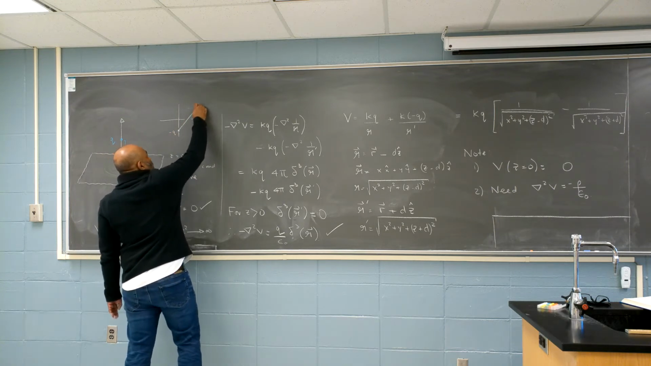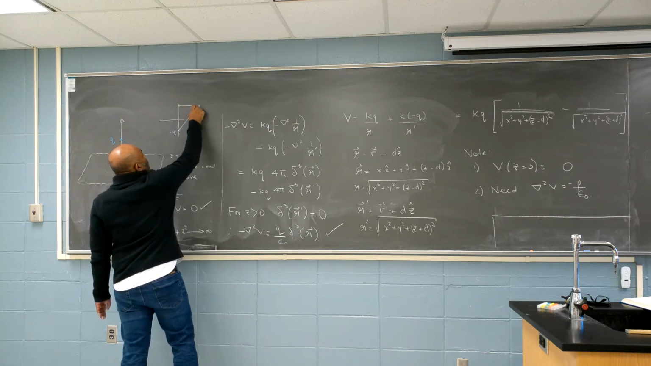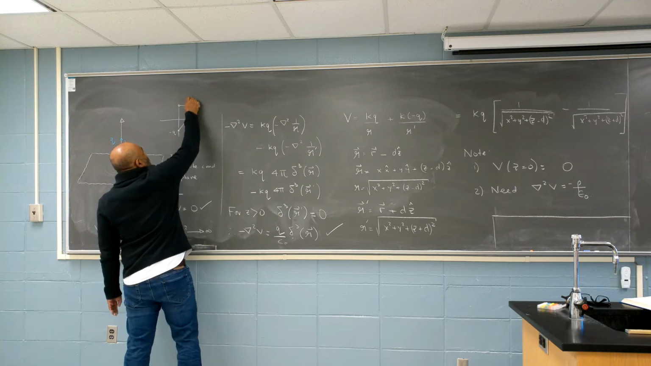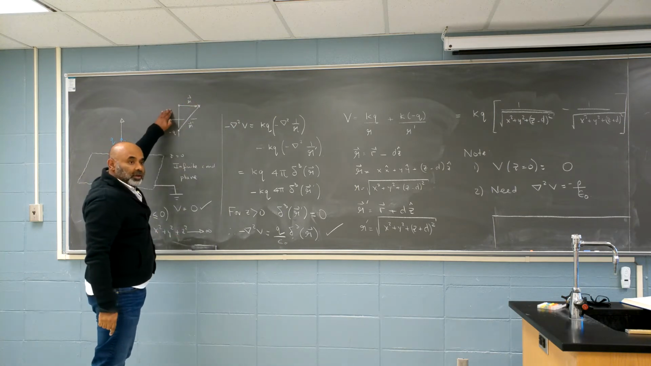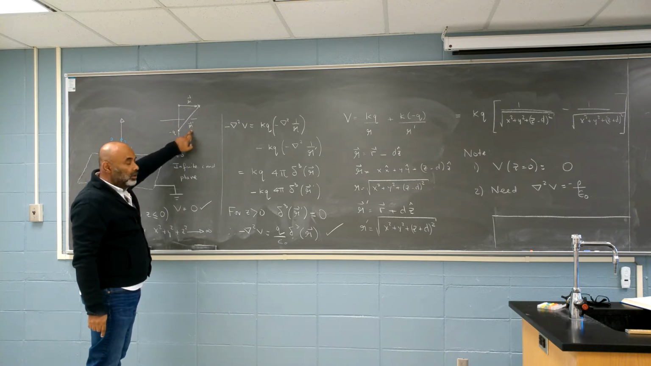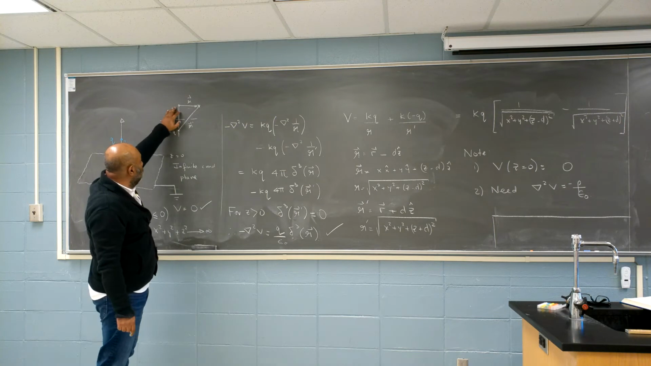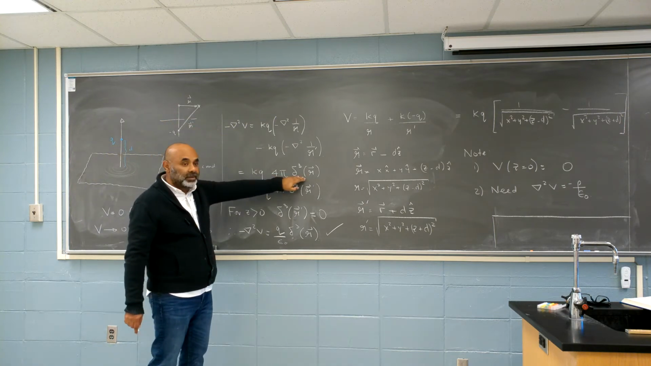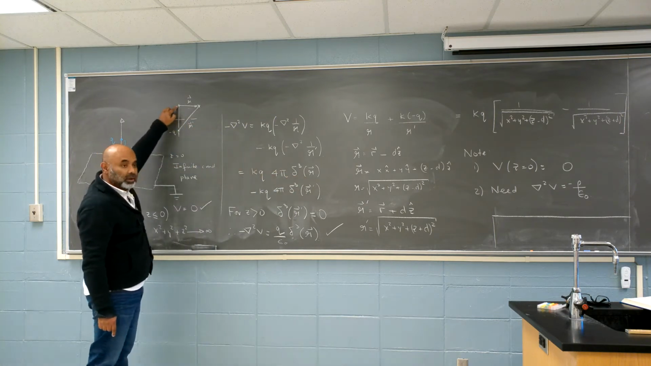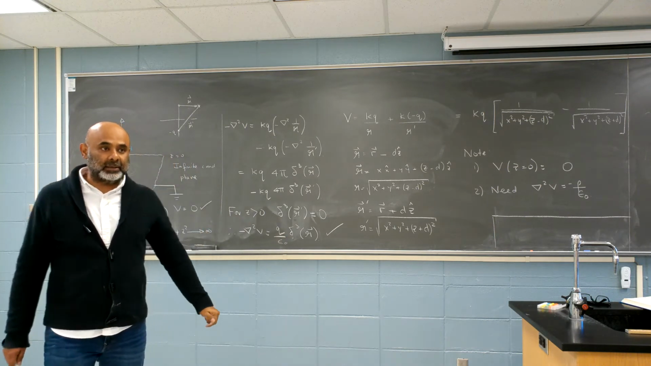Negative q. This is r prime, and this is r. If you are over here, will r prime ever be 0? No. It will at least be d far away. So this is 0. Over here, will this ever be 0? Yes, precisely at the location of the charge. So the Poisson equation is also checked.